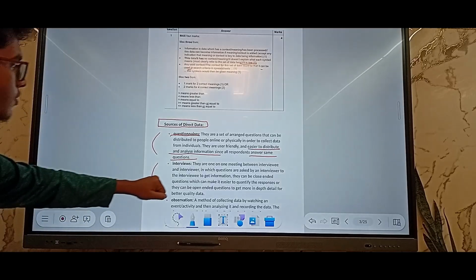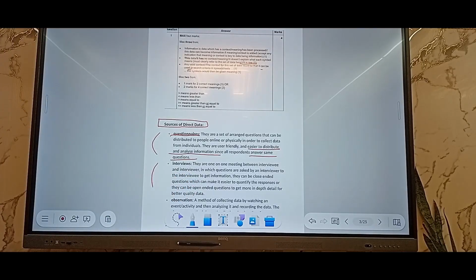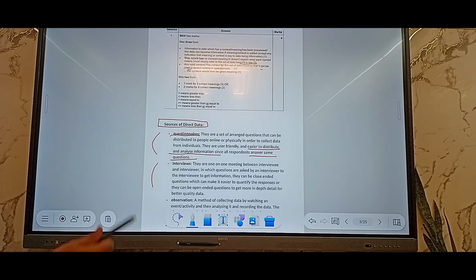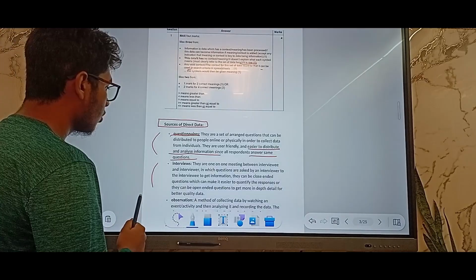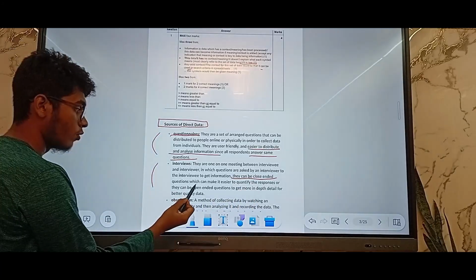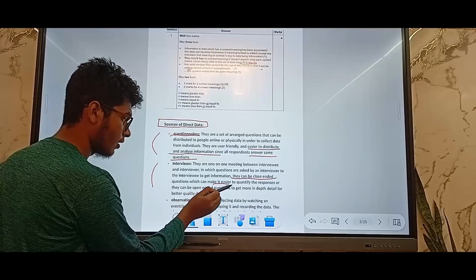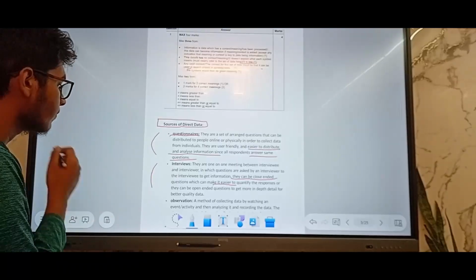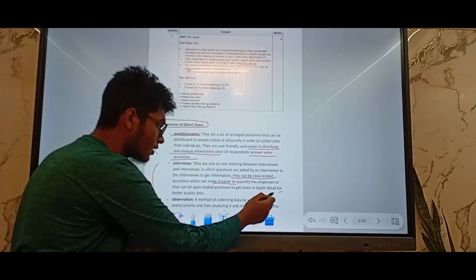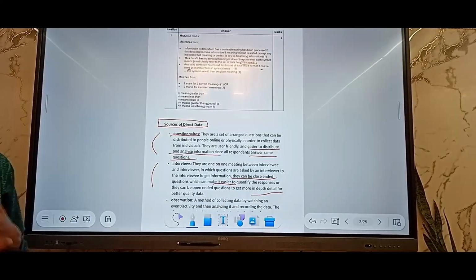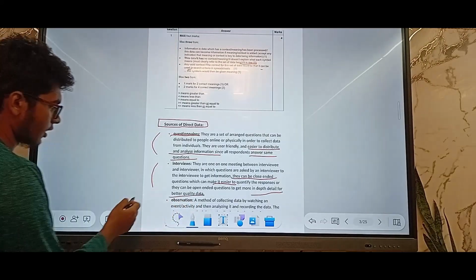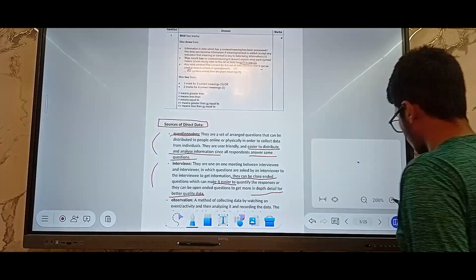So moving on to interviews, they're a one-to-one meeting between an interviewee and an interviewer in which questions are asked by the interviewer to the interviewee to get information. This is the most important part. They can be close-ended questions, which can make it easier to quantify the responses, or they can be open-ended questions to get more in-depth detail. So you see, in interviews, you are able to change the questions or go more in-depth if you want to get better quality data.